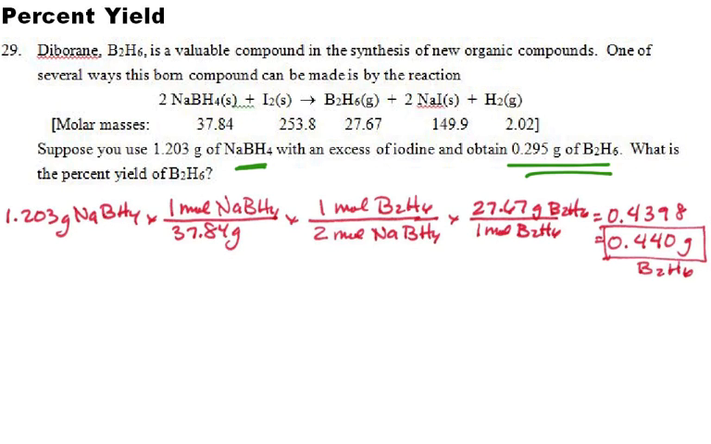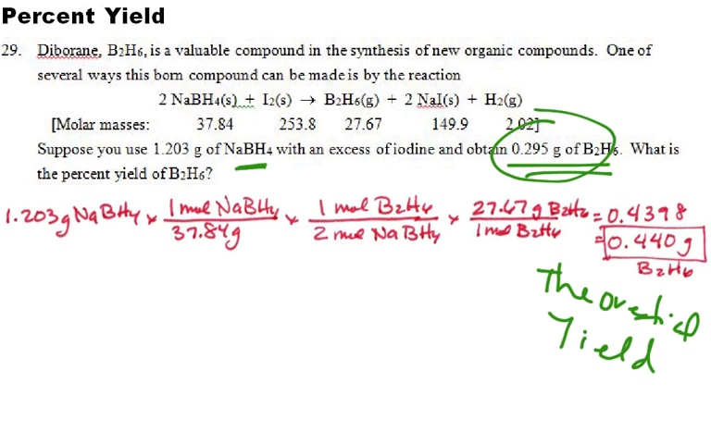and when we're done, we have an answer of 0.440 grams of B2H6. Well, the idea is, if everything went perfectly, that's how much of the B2H6 we would have, and we would name that as our theoretical yield. So theoretically, you ought to be able to get that 0.440 grams. But they tell us in the problem you only get 0.295 grams.